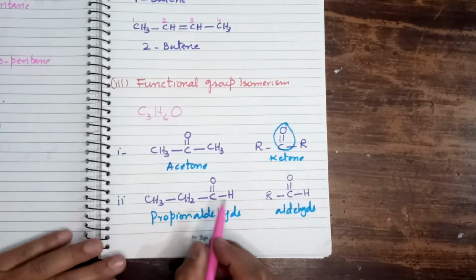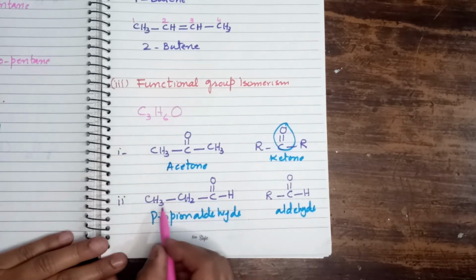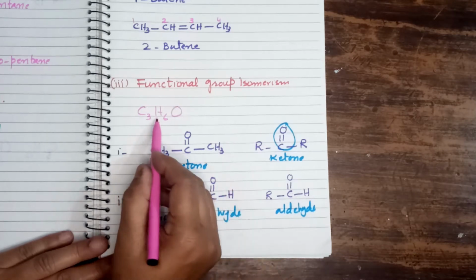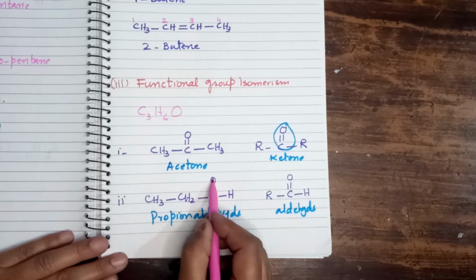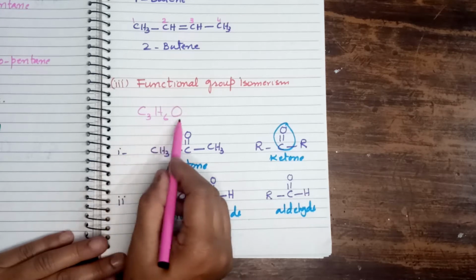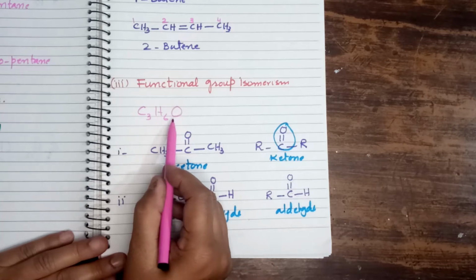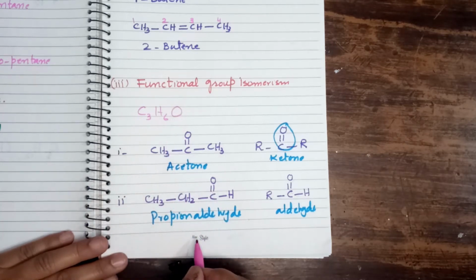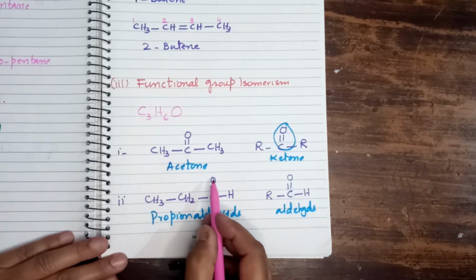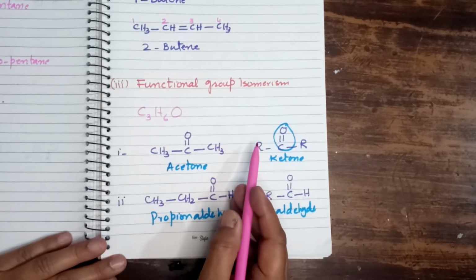Now in the aldehyde, count the number of carbon atoms: 1, 2, 3, C3. How many hydrogen? 3 plus 2, 5 plus 1, 6 hydrogen. And how many oxygen? 1, right? So this aldehyde also has the same molecular formula. Both these molecules have the same molecular formula, but they have different functional groups, right? So that's why they are functional group isomers of each other, and this phenomenon is known as functional group isomerism.